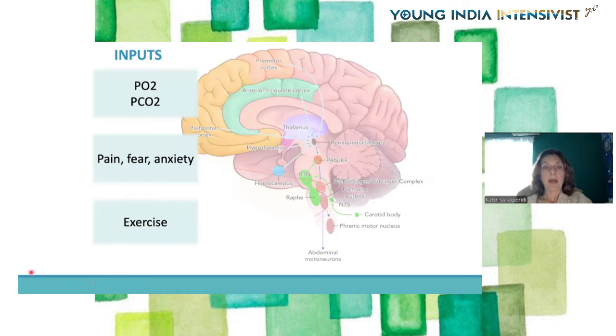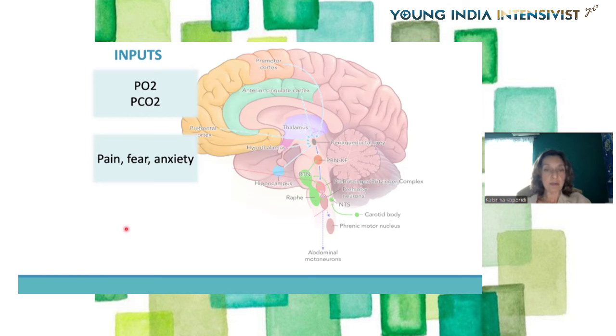Now, we can summarize again the inputs to the brainstem, including oxygen, the blood gases, chemosensitivity. The cortical inputs may include not only voluntary modulation, but also pain, fear, or anxiety, and then exercise. But we'll be talking about critically ill patients. So for critically ill patients, exercise is not really an issue.